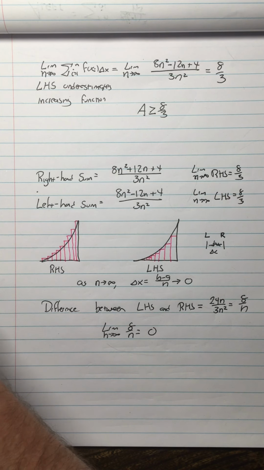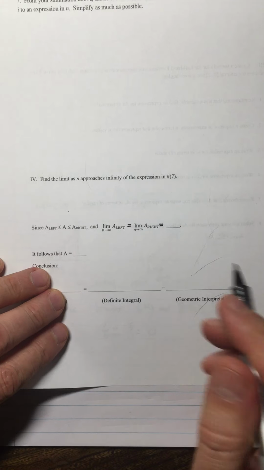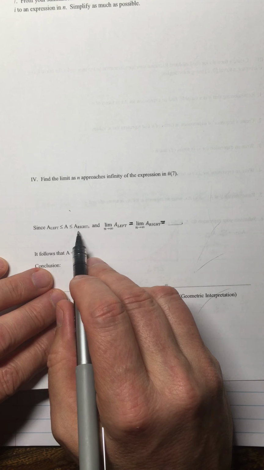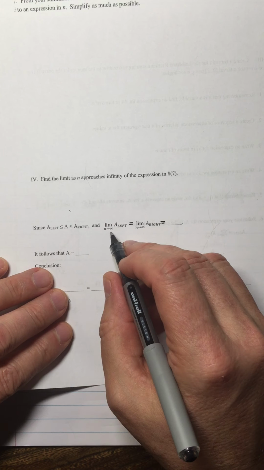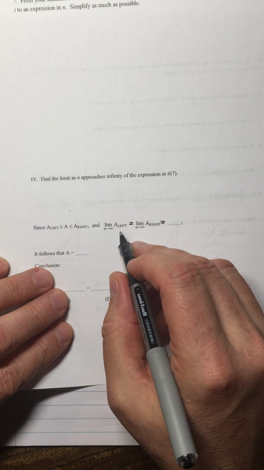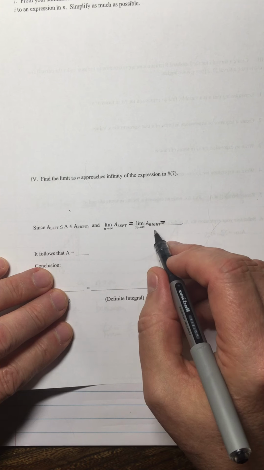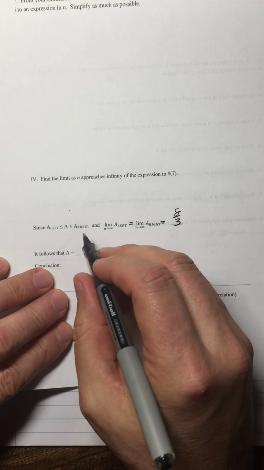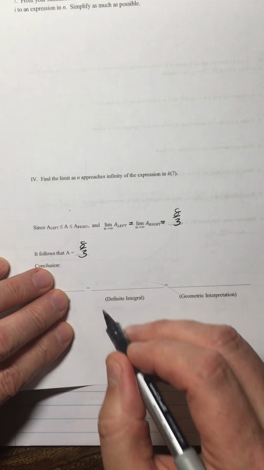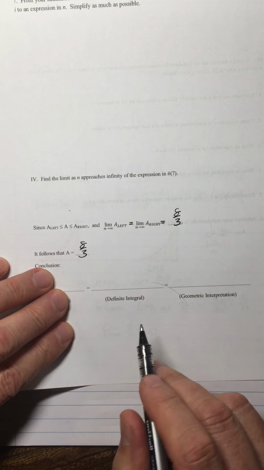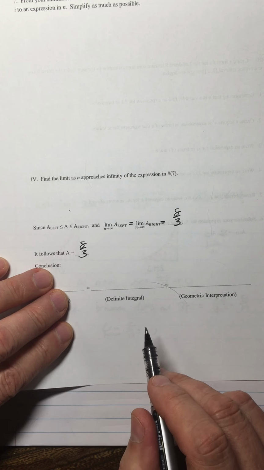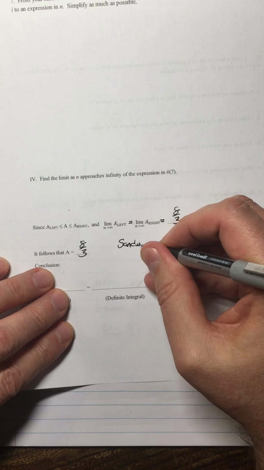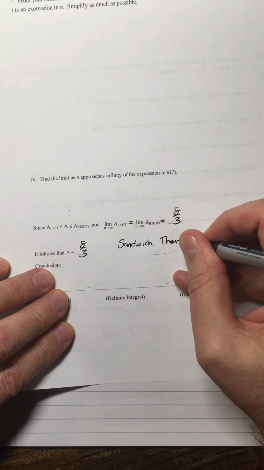And then what happens, if we look on our last page, is that since the area from the left is less than or equal to A, is less than or equal to the area from the right, and the limit as n approaches infinity of the left sum is equal to the limit of the right sum, which is equal to 8/3, it follows that A has to be 8/3. You know, this conclusion right here makes me hungry. Is it lunchtime? Because I want a sandwich. I want the sandwich theorem.